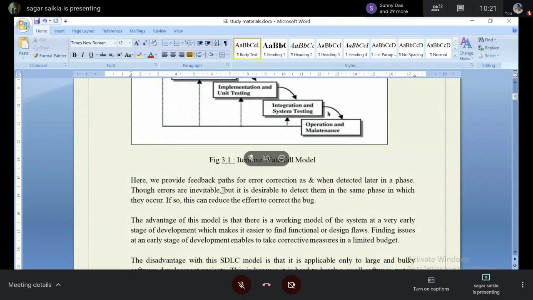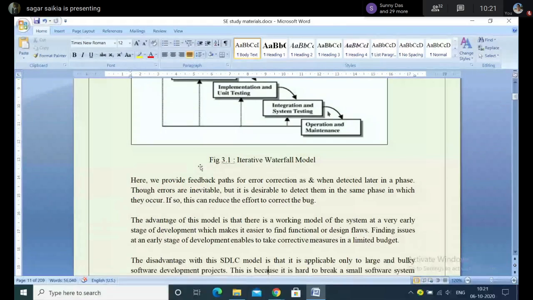The same thing here also. In the iterative waterfall model, we provide feedback paths. If any error is detected, that can be corrected as well. It's not that once we have gone to a particular phase, we cannot retract back. Here, we'll be able to retract and make the corrections.